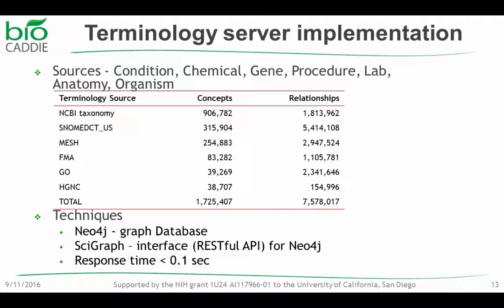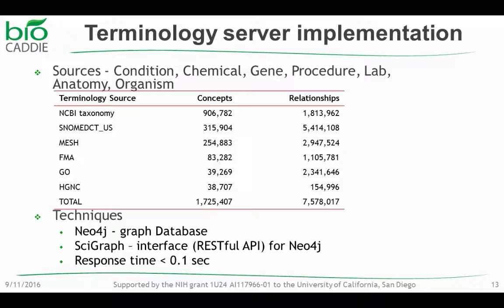There is a lot of terminology available, so it is not feasible to include all of them because it will introduce a lot of noise. So what we did, we focused on terminology containing condition, chemical, gene, procedure, etc. And we now included 6 comprehensive terminologies. It adds up together to about 1.7 million concepts with about 7.5 million relations. So this is quite a big number.